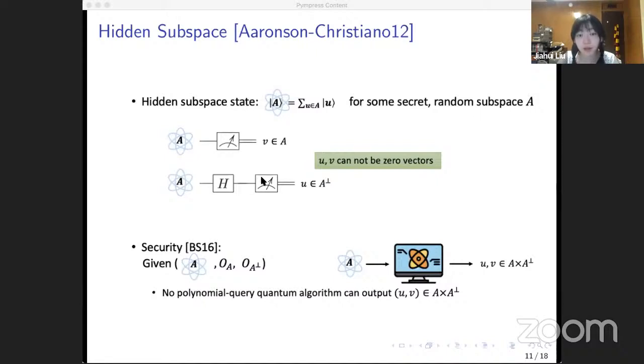Moreover, we need the following hard problem. We give a quantum adversary 1 copy of state |A>, and access to membership oracles for A and A perp, which check if the input vector is in the corresponding subspace. Such a quantum adversary, polynomially bounded in queries, cannot produce two non-zero vectors, one in A and one in A perp. And our security will rely on this provably hard problem.